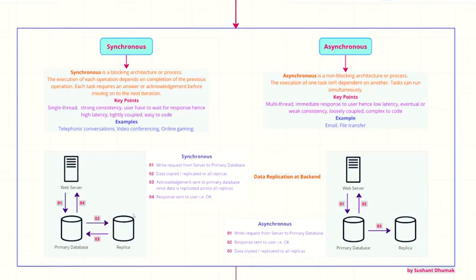And what we saw last time when we looked at strong consistency, we took an example of financial transactions, where we'll just look at here that we are sending a request to the primary database.